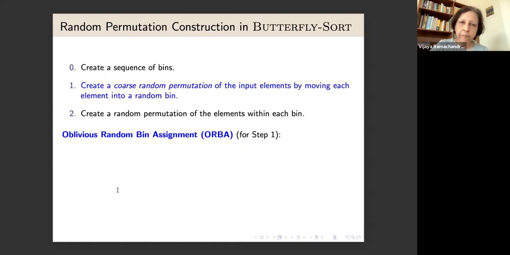Now coming to random permutation construction, there again, it's in 2 steps. We first create a coarse random permutation by moving each input element to a random bin. And then in the second step, we create a random permutation within each bin, and we concatenate the bins. It turns out that once we do step 1, step 2 is pretty easy to do. So we will concentrate on step 1. That's our key contribution. And for step 1, we have a method for oblivious random bin assignment, which we call ORBA.